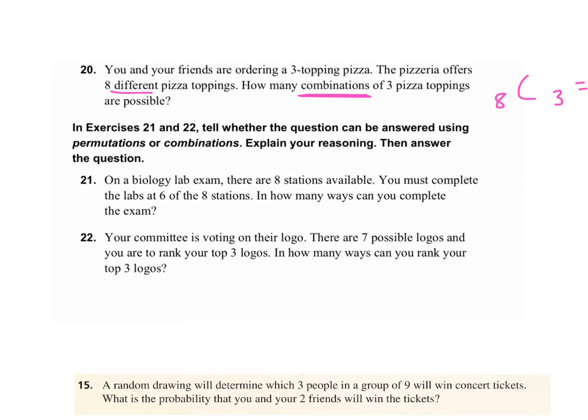21. On a biology lab exam, there are 8 stations available. You must complete the labs at 6 of the 8 stations. In how many ways can you complete the exam? The order doesn't matter for this one, so we have 8 stations total, and we're only picking 6.